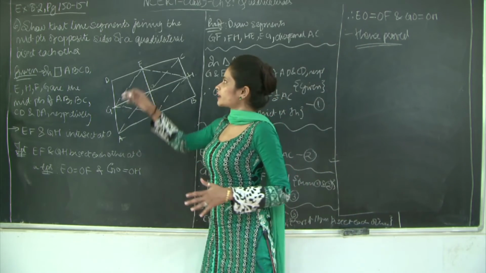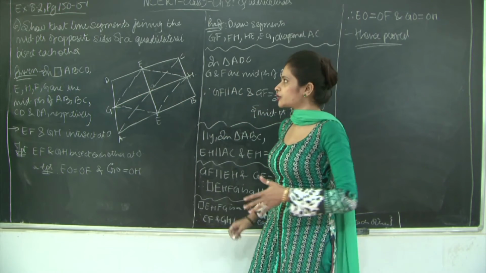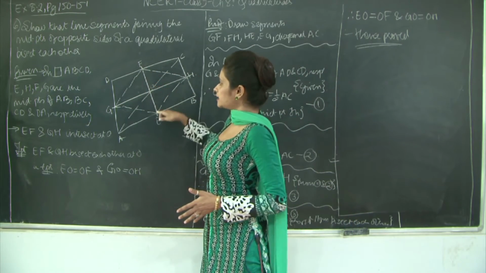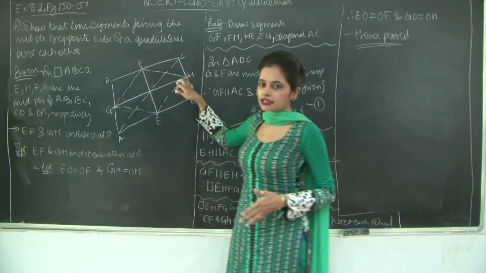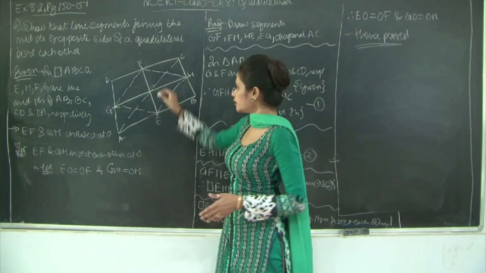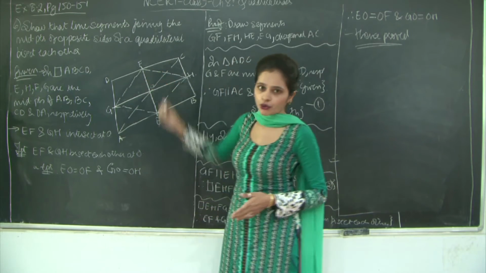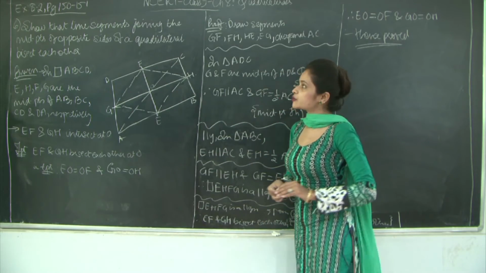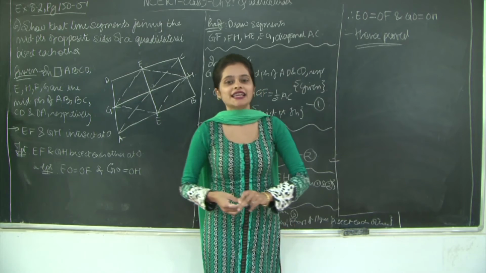So, we have shown that the line segments joining the midpoints of the opposite sides of a quadrilateral bisect each other, and the point where they intersect is point O for our proof. So, this was about question number 6. Let's take a look at the last question, number 7, in the next video.